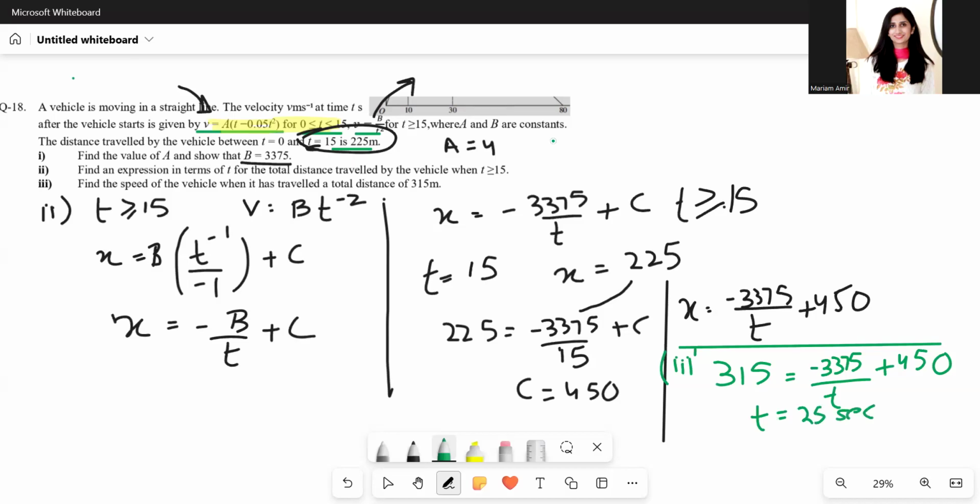Now you substitute that in the expression for v. So we'll be using this expression because this is where the time is greater than 15. So v equals b, which was 3375 upon time squared, which is 25 squared. And this would come out to be 5.4 meters per second.